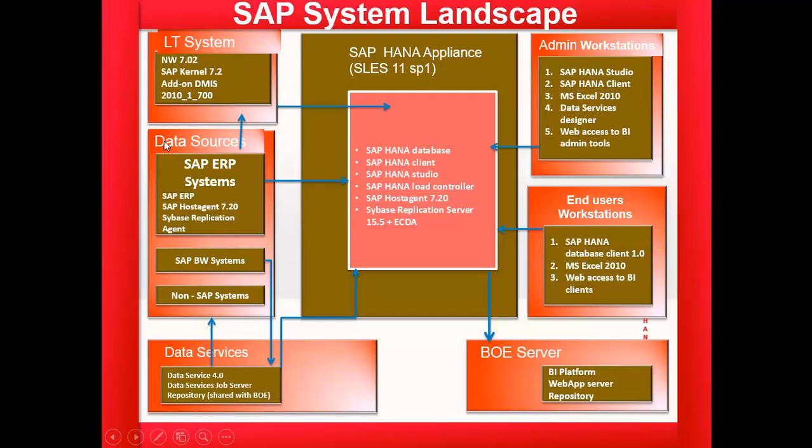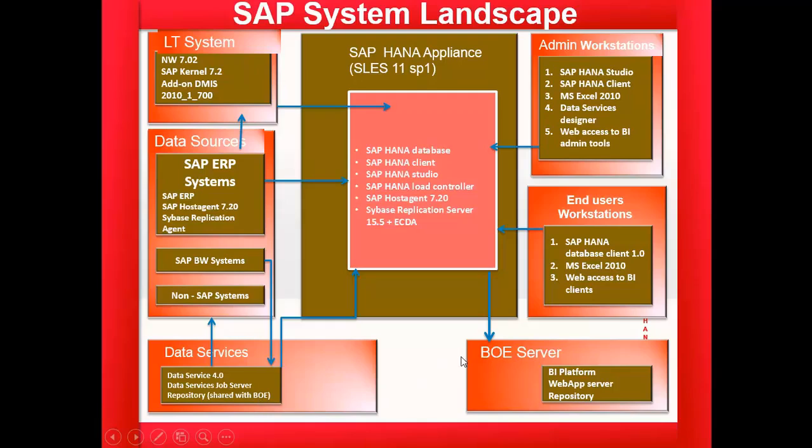Then below that LT system, you can see the data sources. We have data sources like the ERP system, which could have SAP ERP, host agent, Sybase replication agent. Then we have the SAP BW system. Among the data sources, it could be any other non-SAP system as well. So these are the different data sources. Then at the bottom, you can see the data services. We have Data Services 4.0, which has the job server and the repository. It could be shared with Business Objects Enterprise.